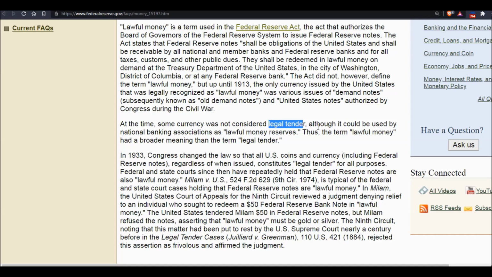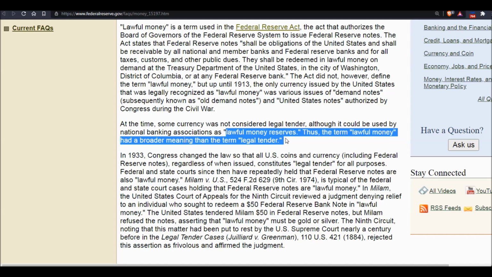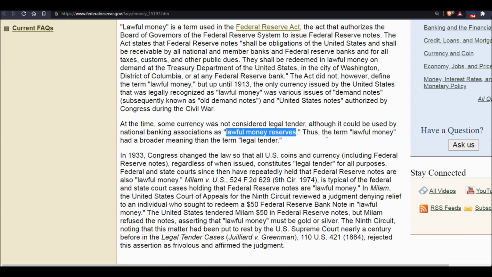Even though lawful and legal can be correlated, but listen to this. Although it could be used by National Banking Association as lawful money reserve, legal tender. It then goes on to say, at the time of the Civil War, some currency was not considered legal tender, meaning something that's permitted by law to circulate. Although it could be used by National Banking Association as lawful money reserve. This is the quote from the Federal Reserve Act. Thus, the term, quote unquote, lawful money had a broader meaning than the term legal tender.